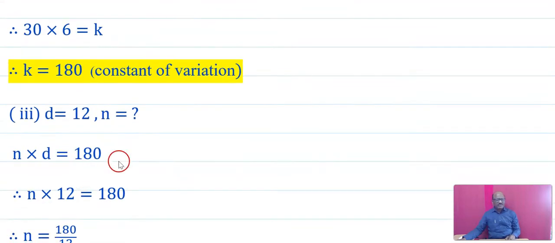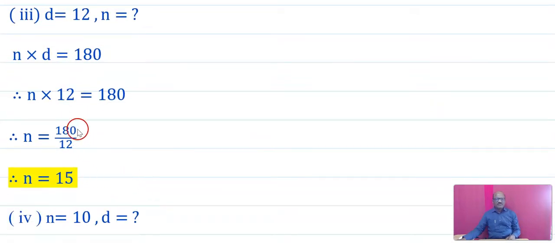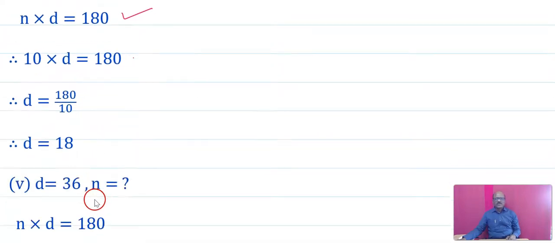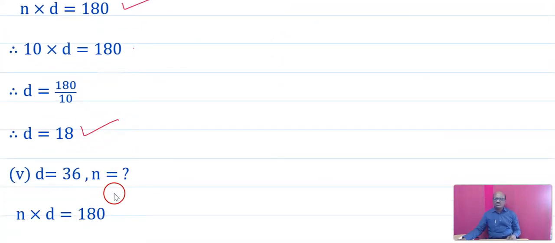Now next, when d is equal to 12, what is the value of n? n into d is 180. Substitute the value of d: n into 12 is equal to 180. Therefore n is equal to 180 upon 12, and hence n is equal to 15. Now the next, when n is 10, what is the value of d? n into d is 180. n is 10, so 10 into d is equal to 180. Therefore d is equal to 180 upon 10, and hence d is equal to 18.